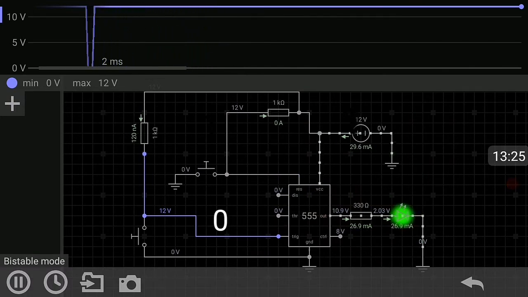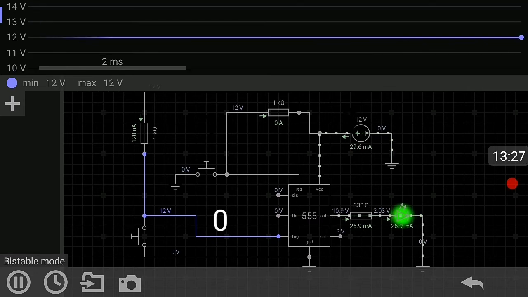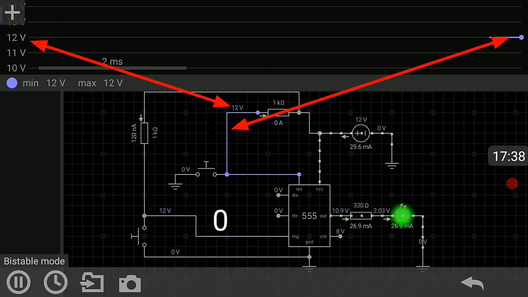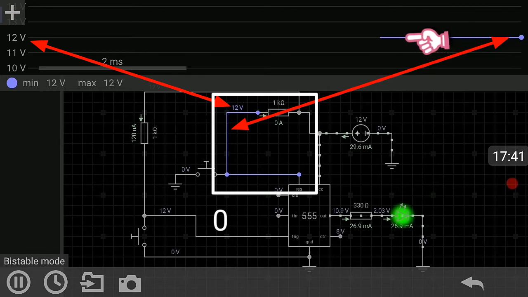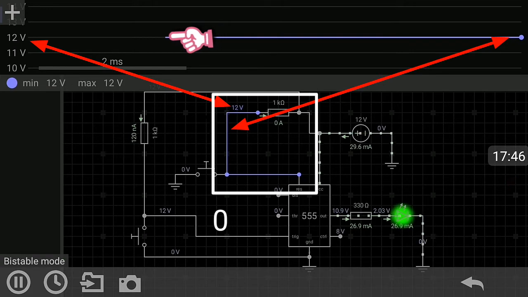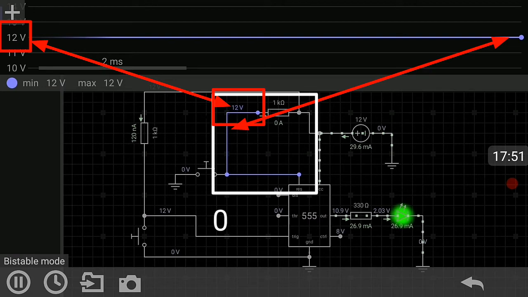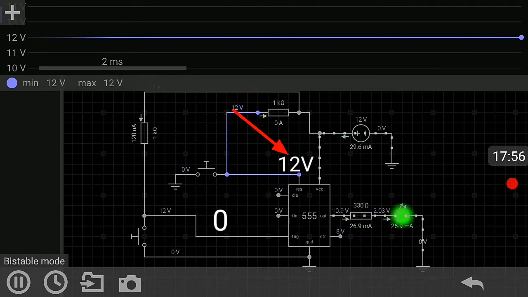Now let's highlight the second portion of the circuit, and you can see the violet is highlighting and the signal from the simulator is 12 volt. Since pin 4 is connected to 12 volt, then the output remains high.